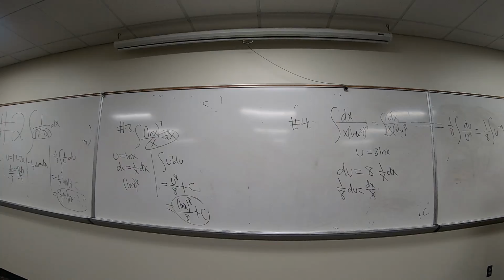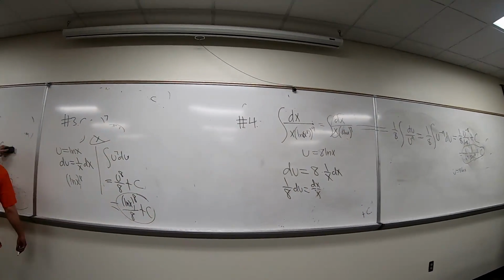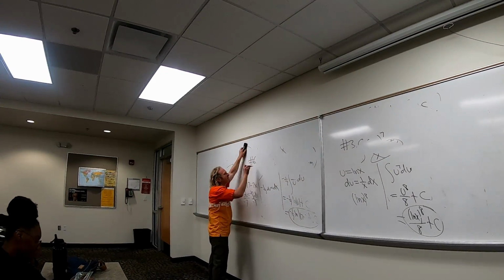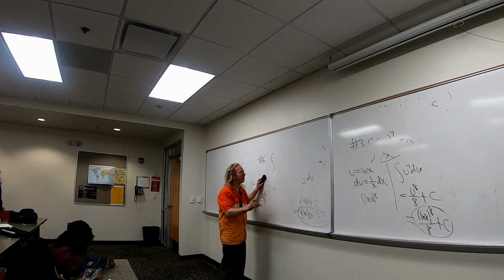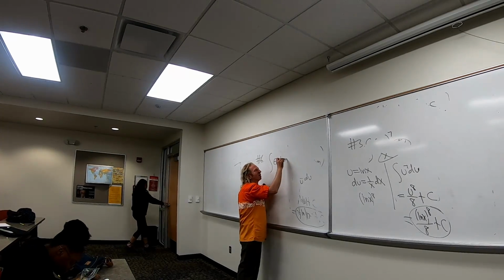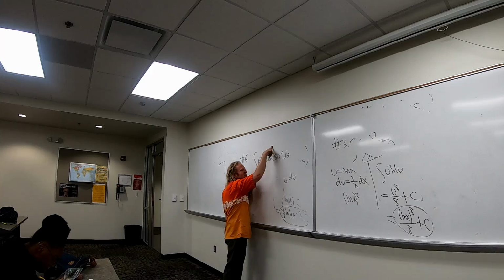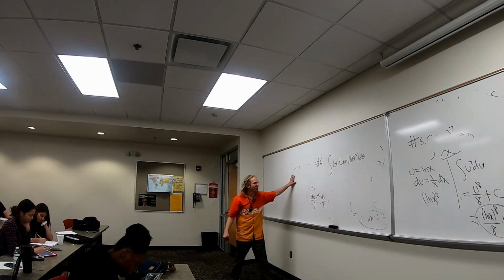Let's do 6. 6 is, I believe, tan theta squared d theta. This is kind of annoying. We should do it. It's not hard. This is actually not that hard.